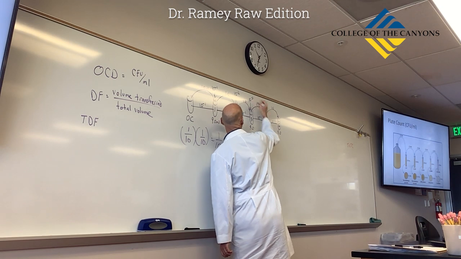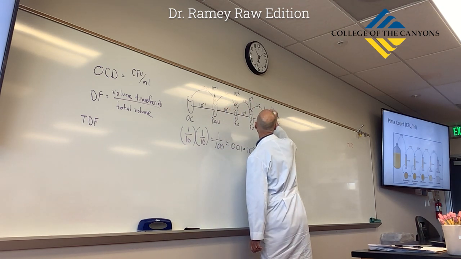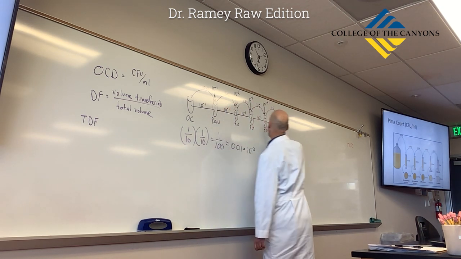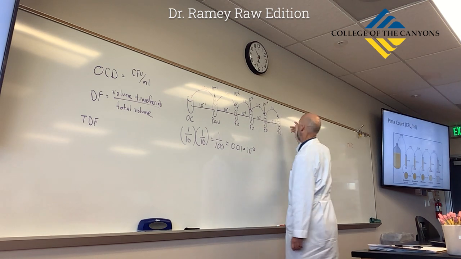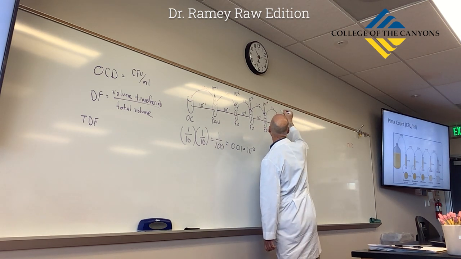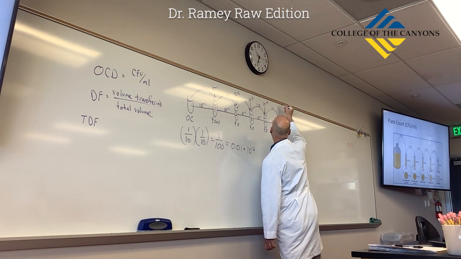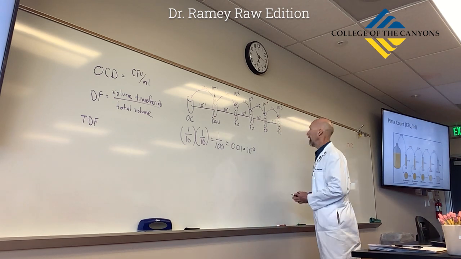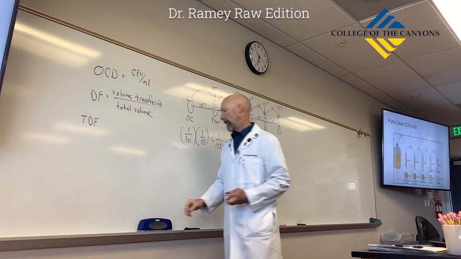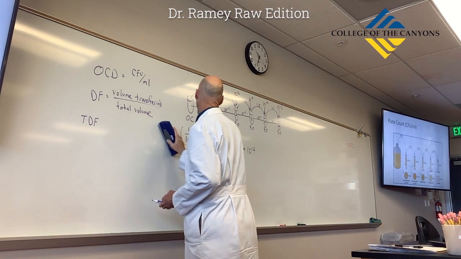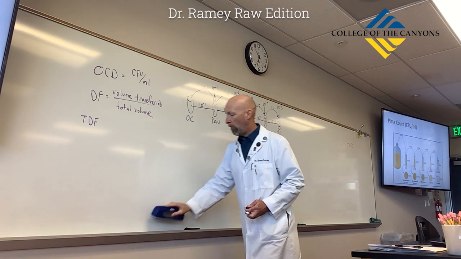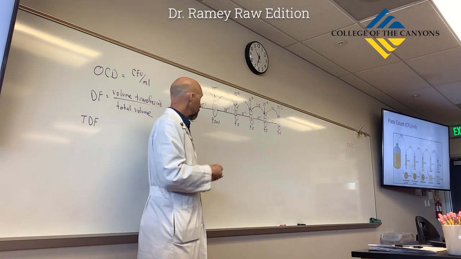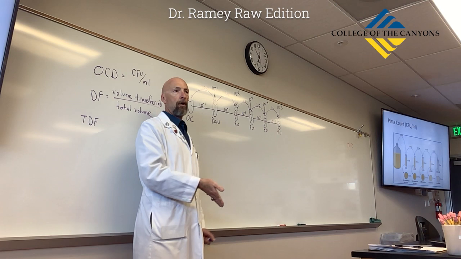And then 10 to the minus 3 times 10 to the minus 1 is 10 to the minus 4. So the TDF of tube 4 is 10 to the minus 4. And then 10 to the minus 4 times 10 to the minus 1 is 10 to the minus 5. So that's the TDF of dilution tube number 5. Okay, so fine. We've now finished the serial dilution.